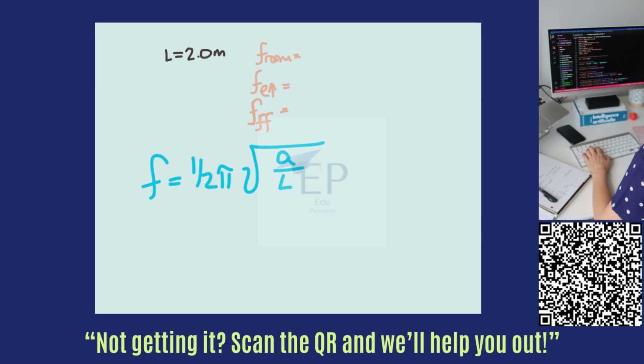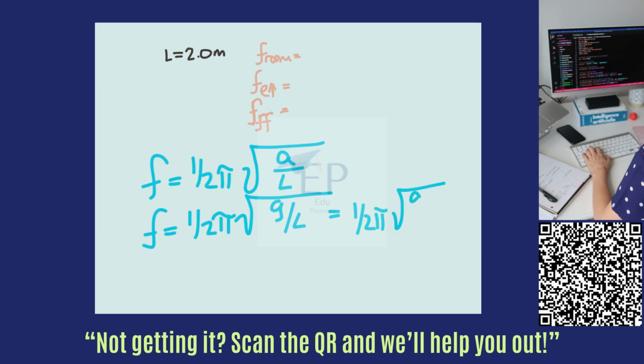So when the object is just sitting in the room by itself, we're going to have frequency equals 1/2 pi, and at this point the only acceleration that's working on the object is gravity divided by the length. So if we plug in our values, we have 1/2 pi times the square root of 9.8 meters per second squared divided by 2.0 meters, and we get that the frequency of when the object is just sitting in the room is going to be 0.35 hertz.